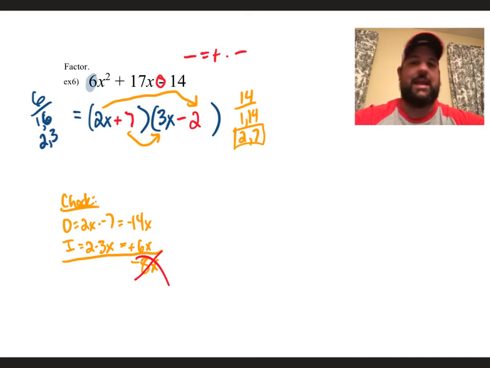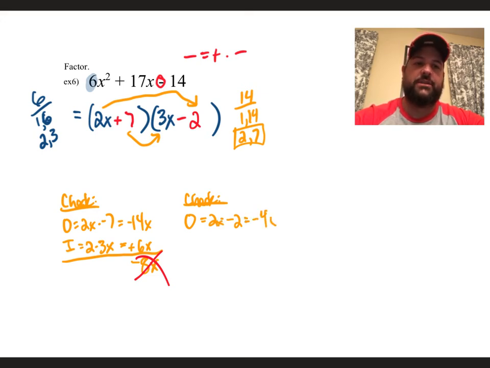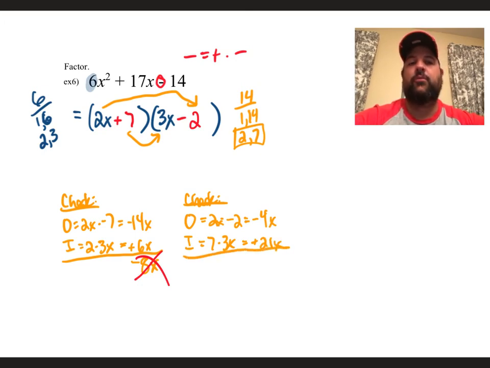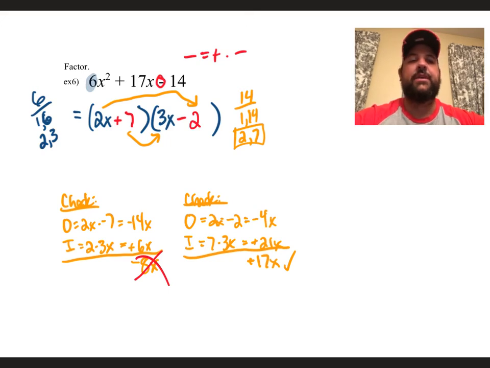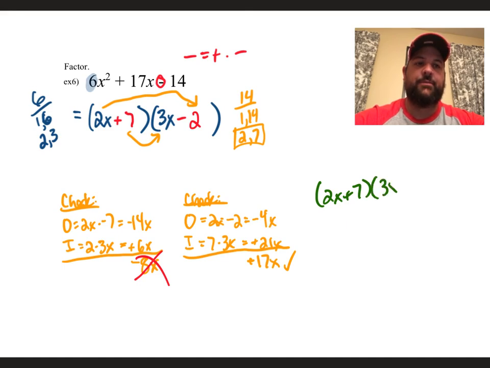And now let's do our check again. So in this case, we're going to do the outside, which is 3x times negative 2, which is negative 6x. Wait, let me restate: the outside is 2x times negative 2, which is negative 4x. The inside multiplication is 7 times 3x, which is positive 21x. Add those together, negative 4 plus 21. That gives me positive 17x. That's what I actually wanted to end up with in this case. There's my final answer: 2x plus 7 times 3x minus 2.